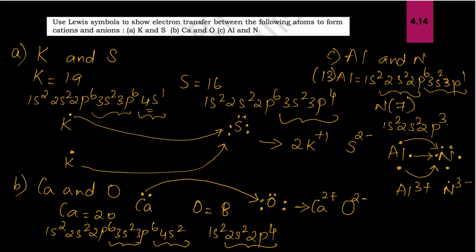Okay. The key is to know that when an element donates an electron, it forms a cation, which means it will have a positive charge. And when an element is gaining an electron, it will get a negative charge. Now you need to write along with the number, because if it's transferring 2 electrons, then it's 2 plus. If it is gaining an electron, then you put a negative charge.